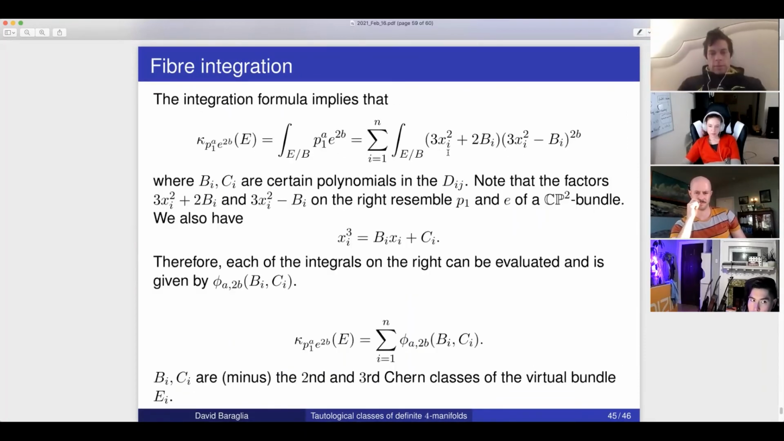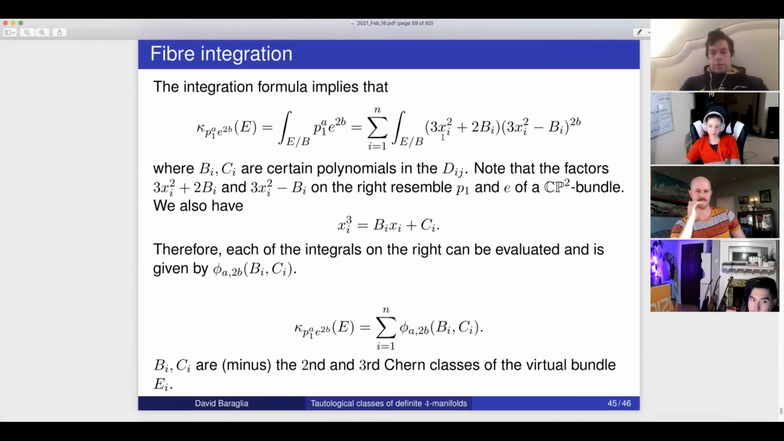Now, if you recall way back earlier in the talk where we looked at linear CP2 bundles, P1 and E for a linear CP2 family looked exactly like these. So this formula on the right looks exactly like the sum from 1 to n of tautological classes of a CP2 bundle, where B and C are certain polynomials in Dij. I'm not going to give you the formula because it's quite complicated, but it's some explicit formula.